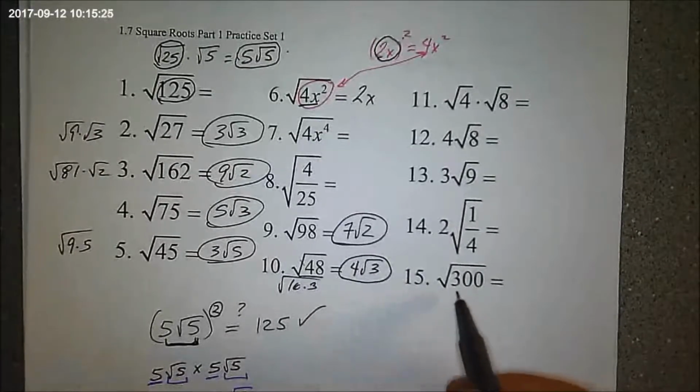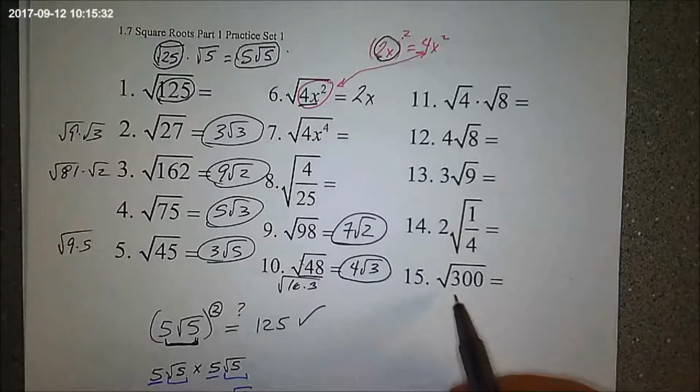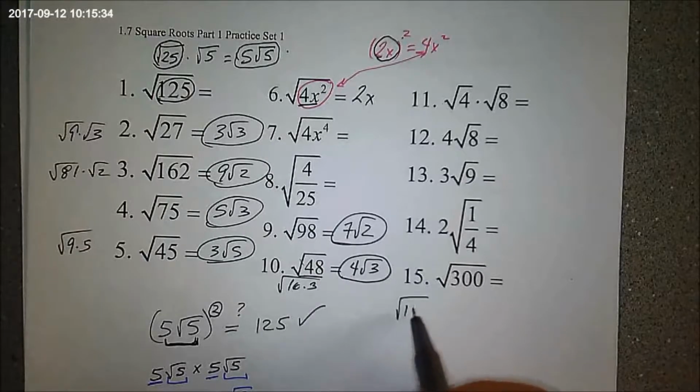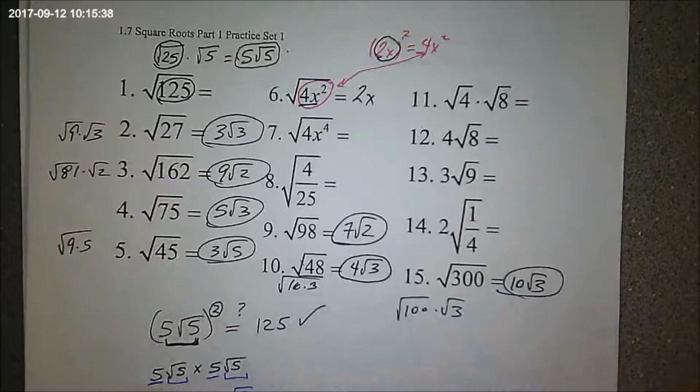This one right here gets me because you'll see stuff like this on tests and people mess it up all the time. I don't know why. It's easy. That's 100 times 3. Right. And the square root of 100 is, of course, 10. So this is 10 root 3. Yeah, that's good. It is easy. I don't know why people miss it on the test, but they do.